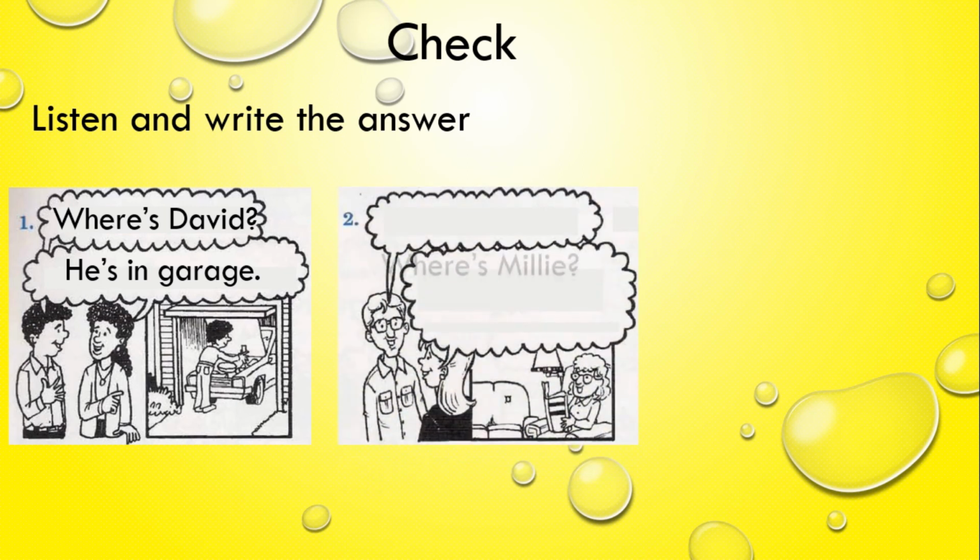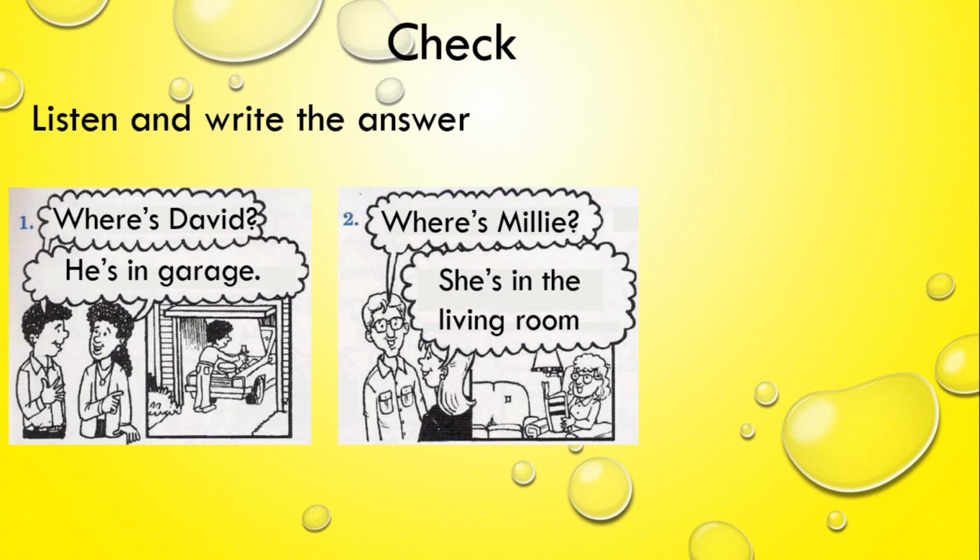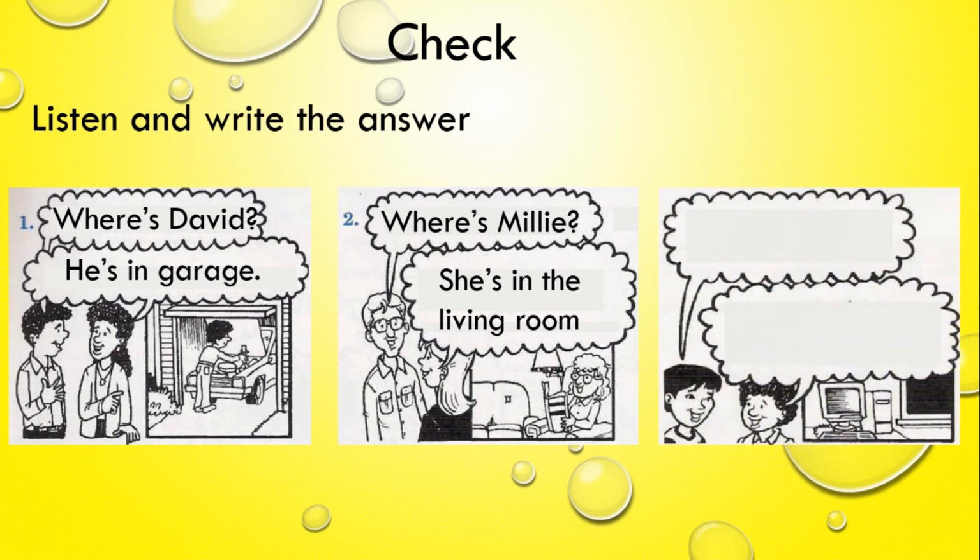Two. Where's Millie? She's in the living room. Three. Where's the computer? It's in the classroom. Yeah, everyone, let's check your exercise, please.